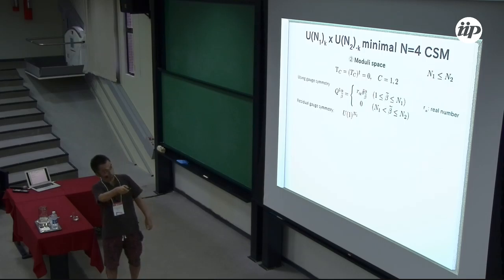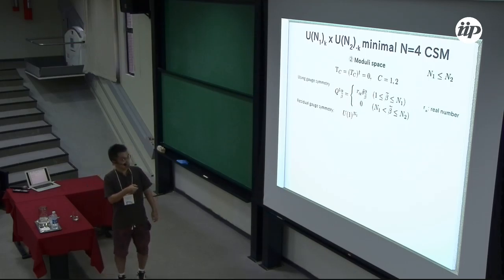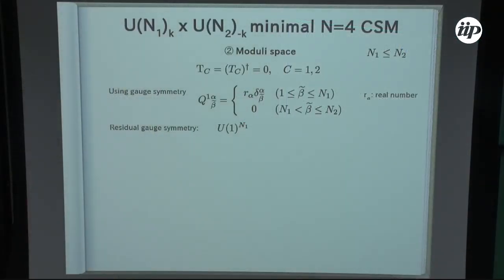Now I assume that N1 is less than or equal to N2, like this. And there is a residual gauge symmetry U(1)^N1. Then I can solve this equation for Q2. And this Q is a complex number.